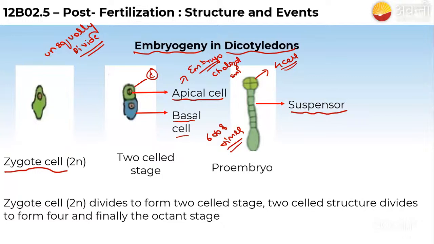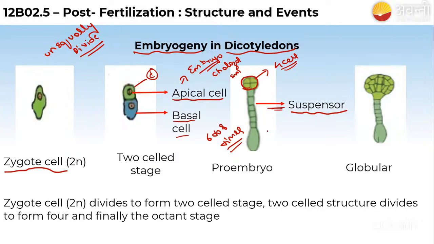Now it is divided. Now this embryo is attached to the suspensor cell. Right. These 8 cells are called the suspensor cell. And this is mainly the embryo. Now, what is the function of this suspensor cell? This suspensor cell helps to push the embryo to the endosperm.